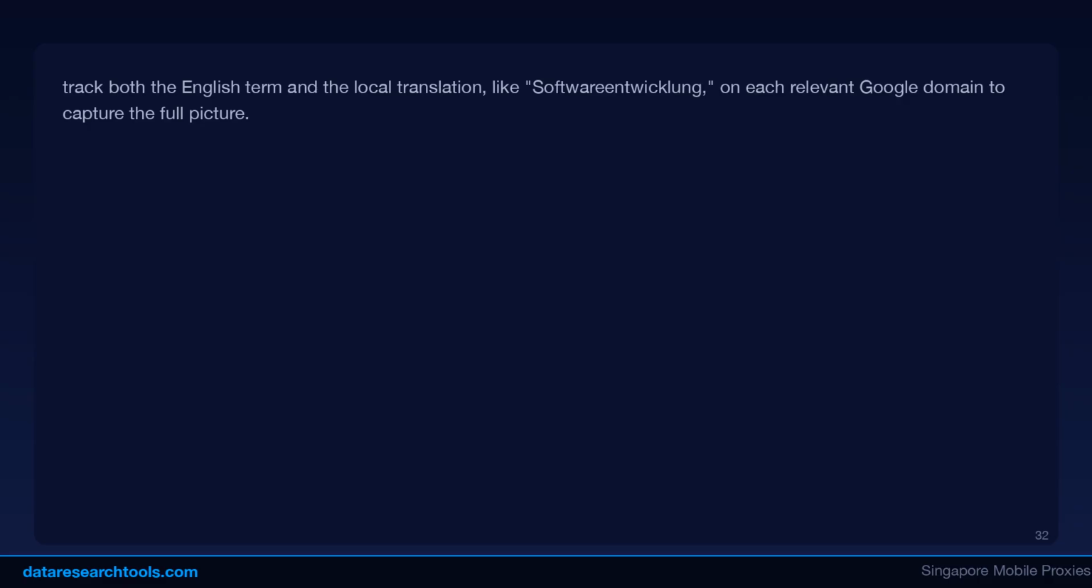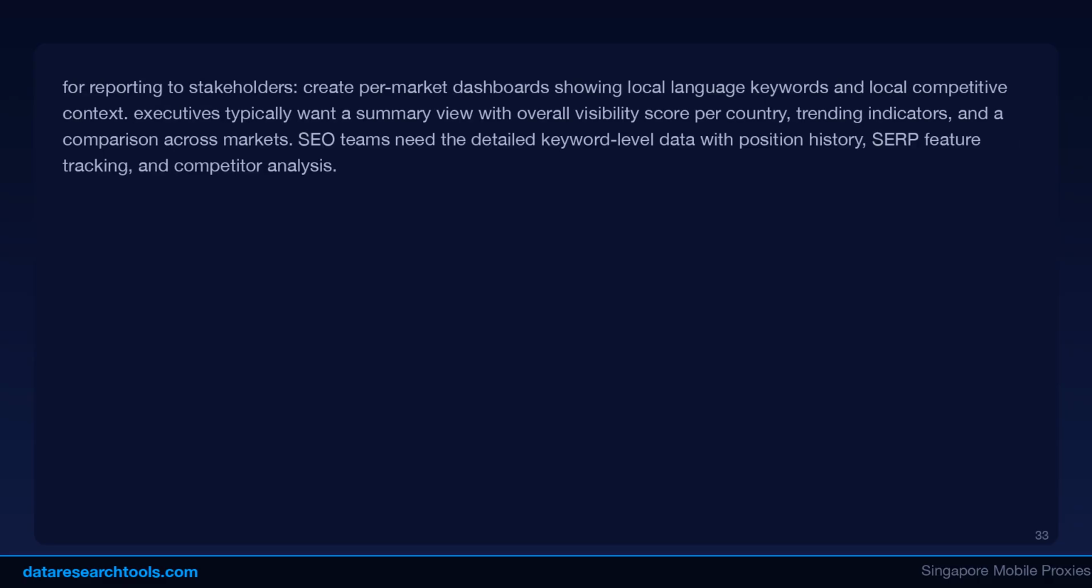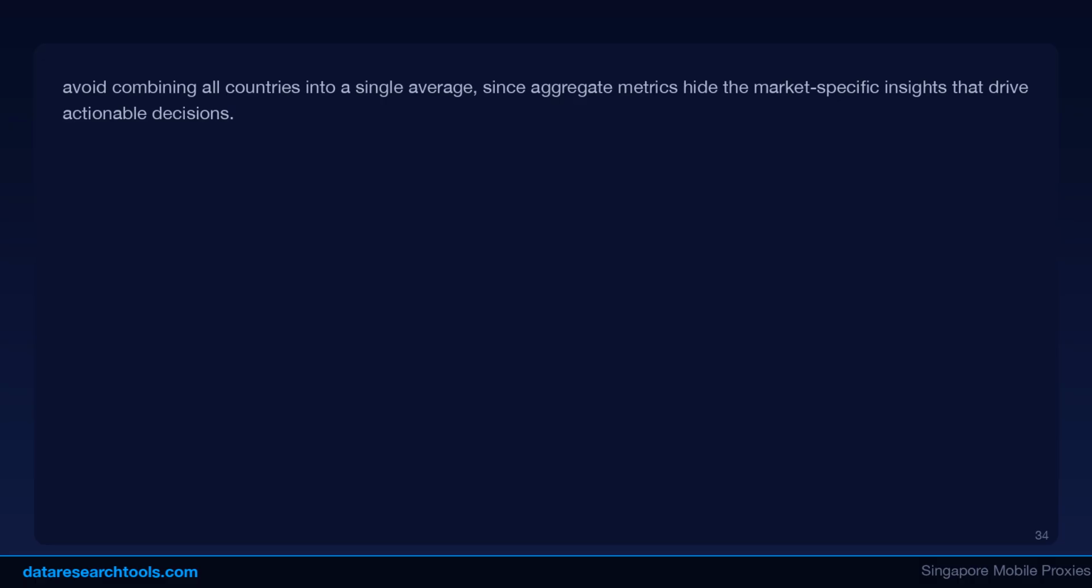For keywords that exist in multiple languages, many technical terms, brand names, and English loanwords are searched across countries. Track these as separate keyword-country pairs. Software development might be searched in English, even in Germany, but the SERP composition will be completely different on google.de versus google.com. Track both the English term and the local translation, like software entwicklung, on each relevant Google domain to capture the full picture. For reporting to stakeholders, create per-market dashboards showing local language keywords and local competitive context.